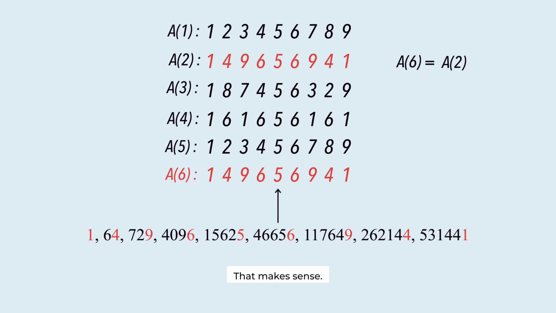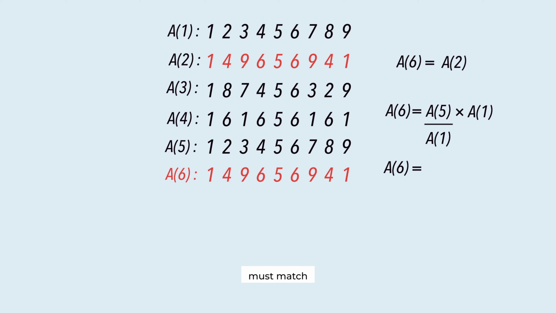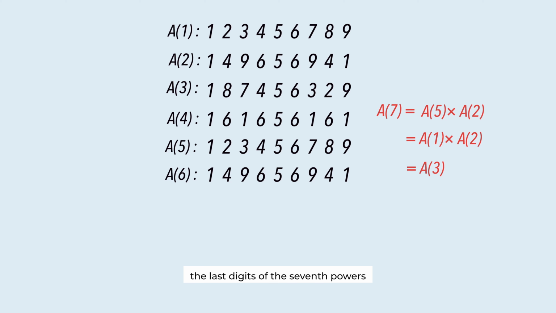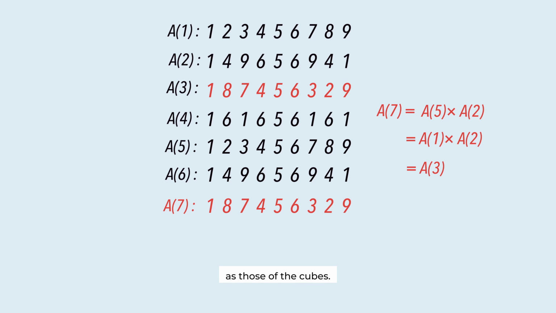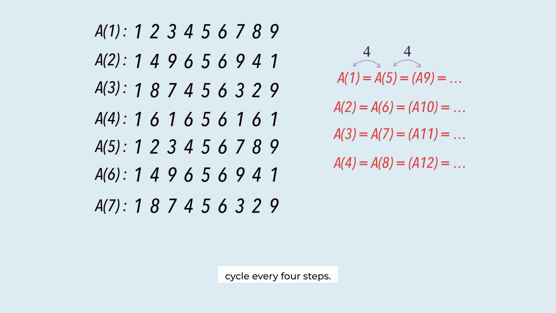That makes sense. The last digit of the sixth power is the last digit of the fifth power, multiplied by itself once again. Since this is the same as the number itself, the last digit of the sixth power must match the last digit of the square. By the same logic, the last digits of the seventh powers are the same as those of the cubes. The last digits of repeated powers cycle every 4 steps.